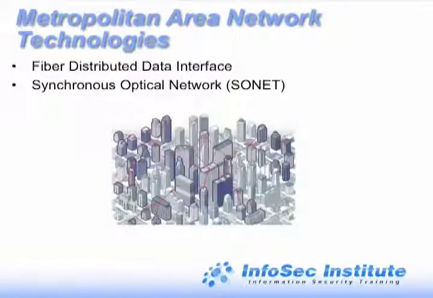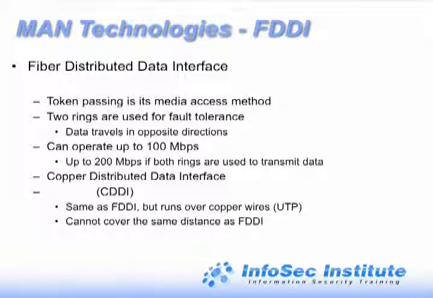Okay, technologies. Good old MAN, metropolitan area networks. The FDDIs, or fiber distributed data interface, and then SONET, synchronous optical networks. FDDI, this is a token passing media access method. There's 2 rings, and these are used for fault tolerance. So it's definitely important to know that FDDI uses 2 rings. Can operate at 100 megabits, up to 200 megabits if both rings are used to transmit.